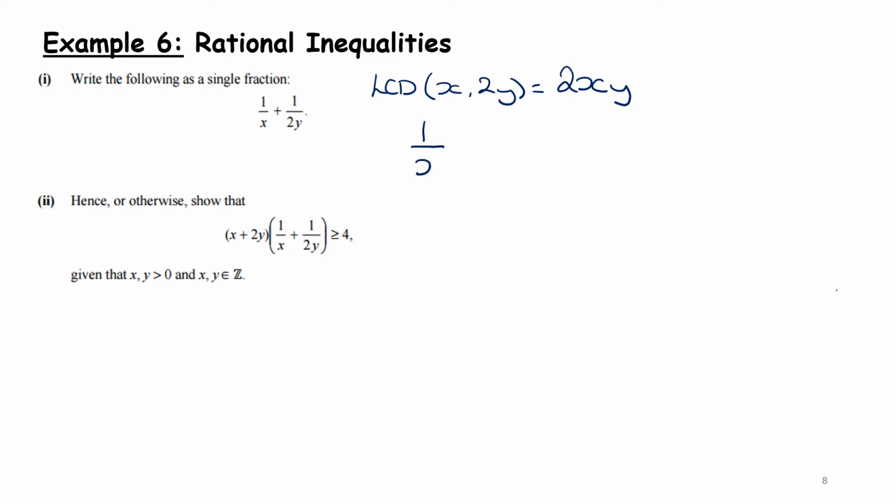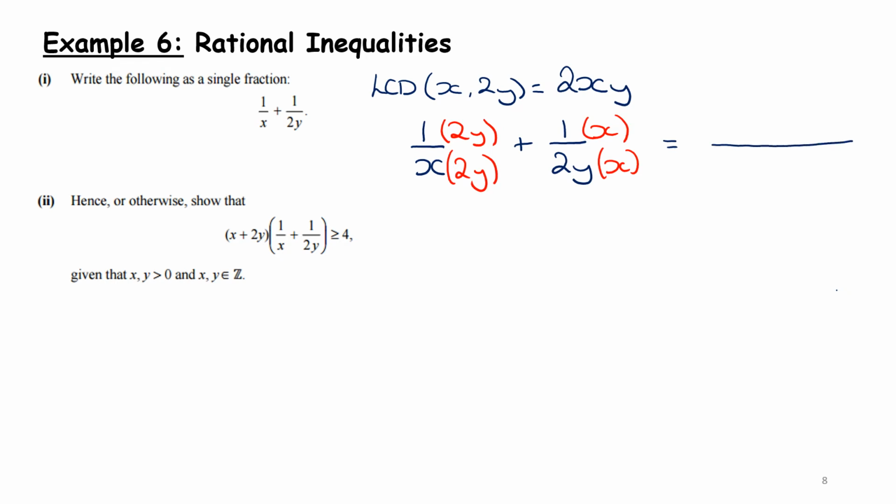So 1 over x, to make that the common denominator of 2xy, I multiply the denominator by 2y and the numerator by 2y. Plus 1 over 2y, to make that a common denominator, denominator by x, numerator by x. So what I end up with is 2xy on the bottom and 2y plus x on the top, so in the numerator.